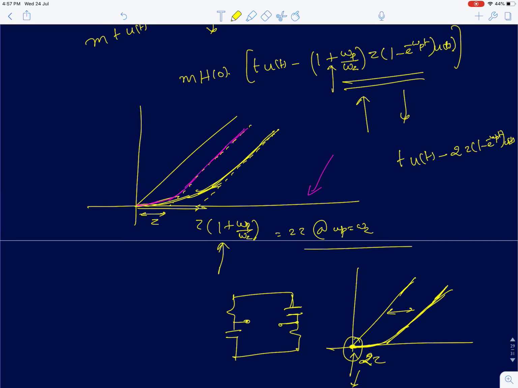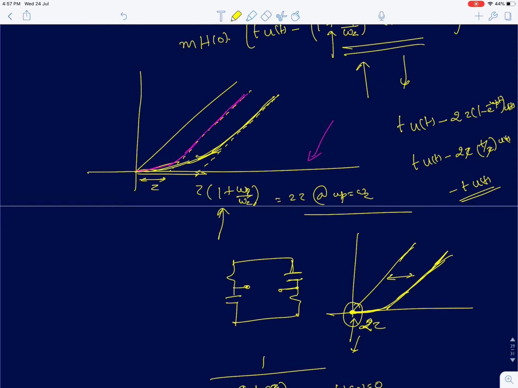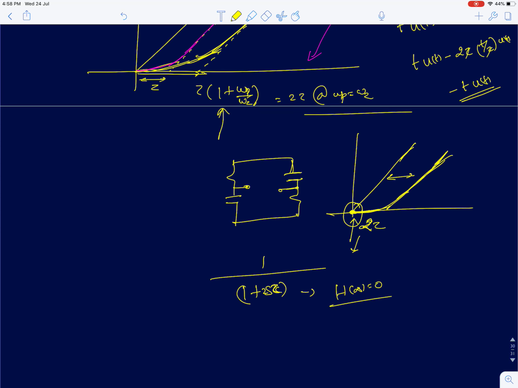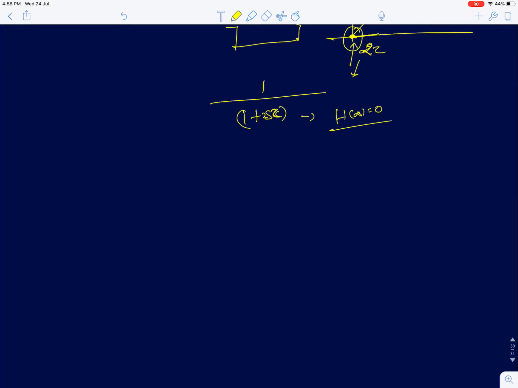Okay, so for small values of tau, this would be t into u of t minus 2 tau into t by tau into u of t. So tau and tau cancel out, and it rises at minus t into u of t. Okay, I'm sorry, so it won't rise like this. Even the steady state value is correct, but the graph is not correct. I'm sorry. So let me just plot that response.